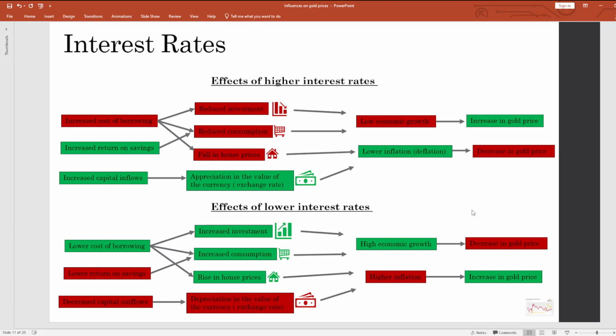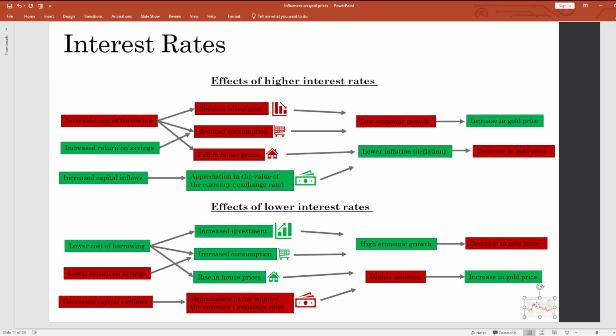normally high economic growth equals decrease in gold prices, and higher inflation or increasing inflation causes increase in gold prices normally, because obviously gold is considered to be a hedge against inflation. So if there's a lot of inflation, demand for gold will go up, and so will the price. Again, we need to dig a little bit further to see the actual relationship between gold and interest rates.